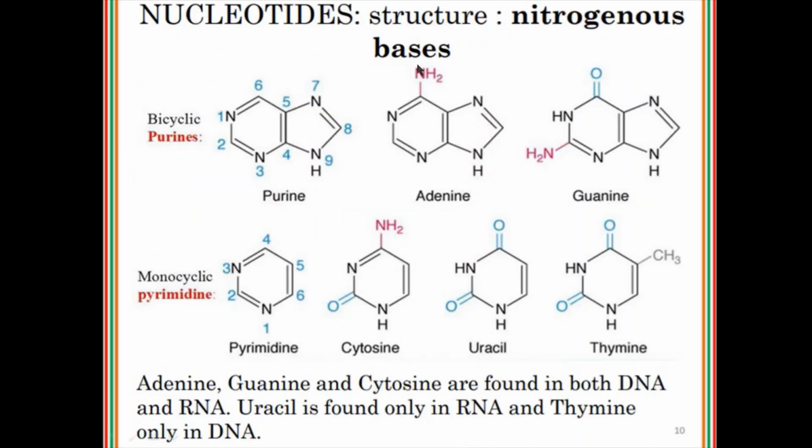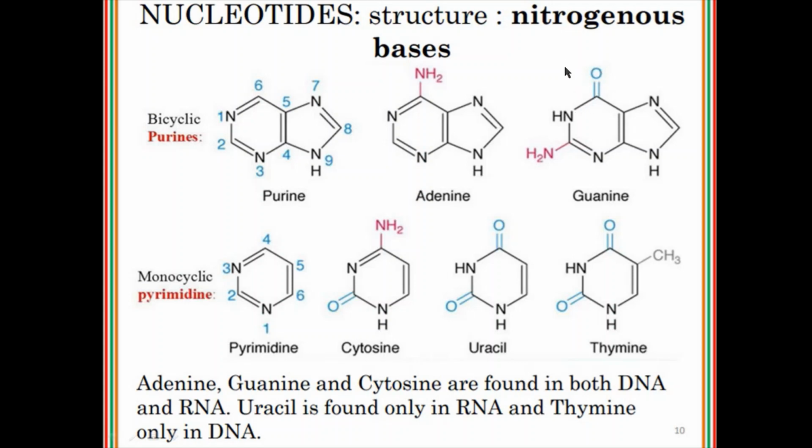Let's look at these structures. So these are your nitrogenous bases. On top here, these ones that have got two rings, as you can see, you have a ring here and another ring here. These are purines. There are two examples. You've got adenine and guanine. One of the most visible differentiating features between adenine and guanine is that guanine has got a double bond to oxygen here on carbon number 6.